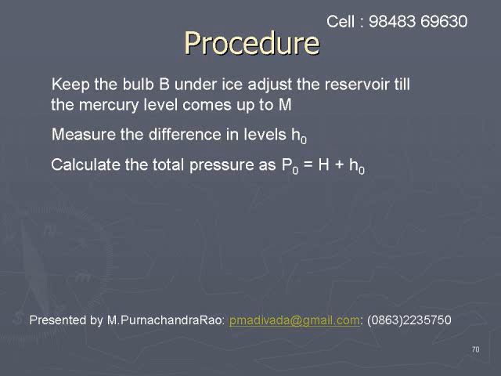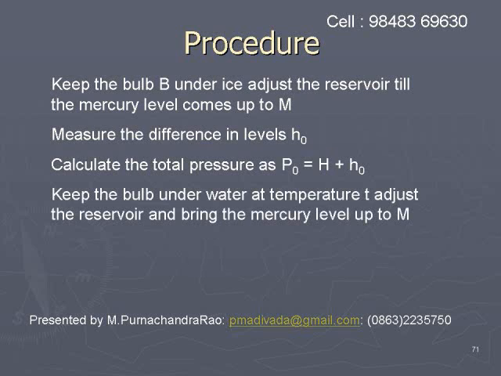Calculate the total pressure P0 with the relation P0 is equal to capital H plus small h0, where capital H is atmospheric pressure.